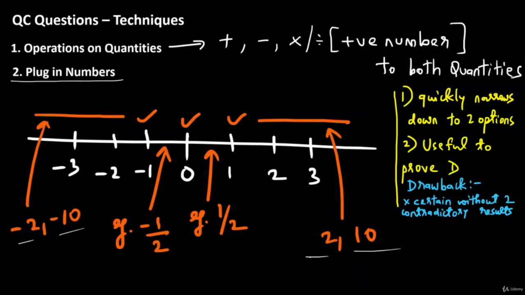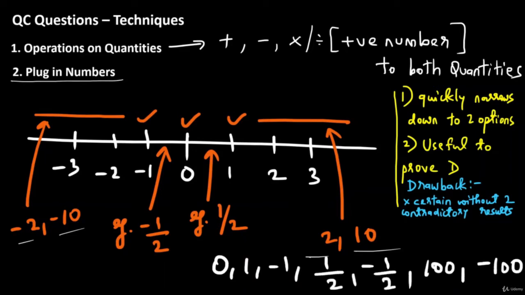Let me write them over here: 0, 1, -1, 1 by 2, -1 by 2. For example, you can also take 100, -100, 1000. These help to check extreme cases.